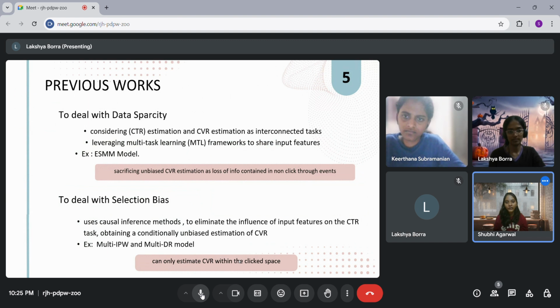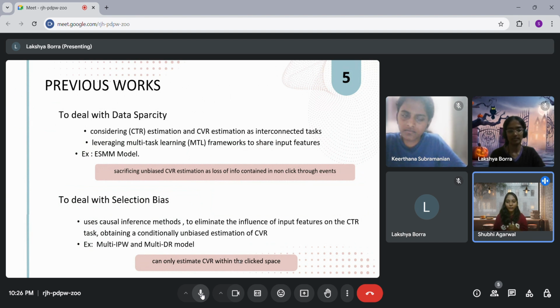The drawback is that we sacrifice the unbiased CVR estimation, and there is a lot of loss of information that we might have gotten through non-click events. So now we discuss the other type of model that deals with the selection bias. In this model, to remove the selection bias, the input features only consist of data which are already considered in CTR. That means the users have already clicked on it.